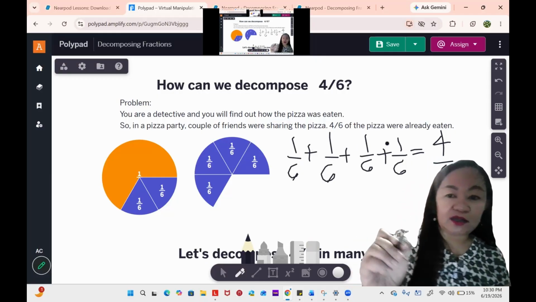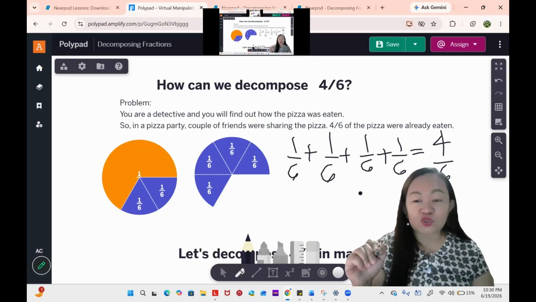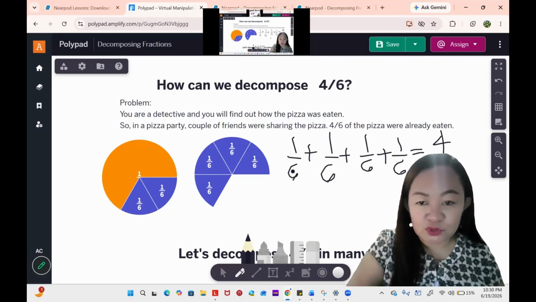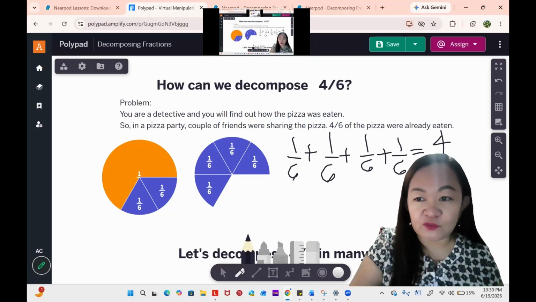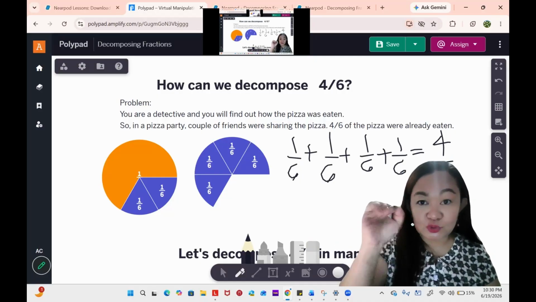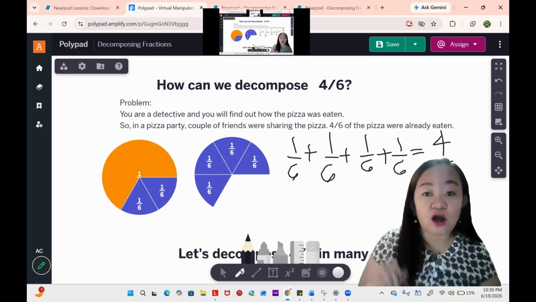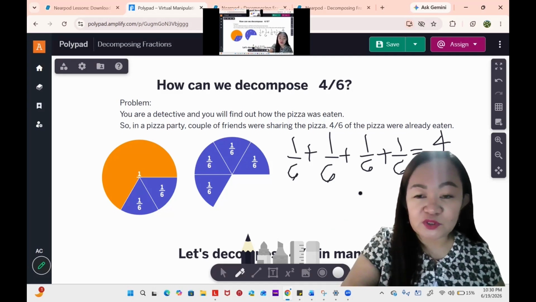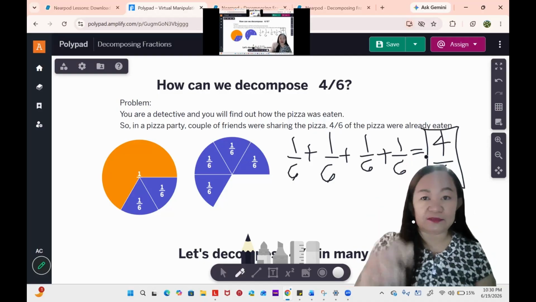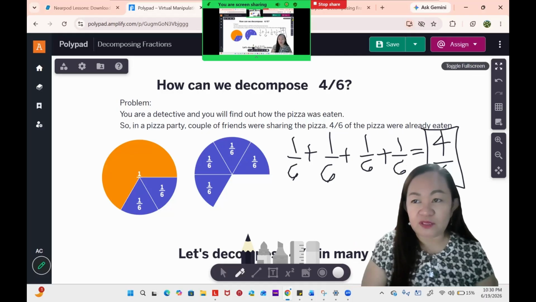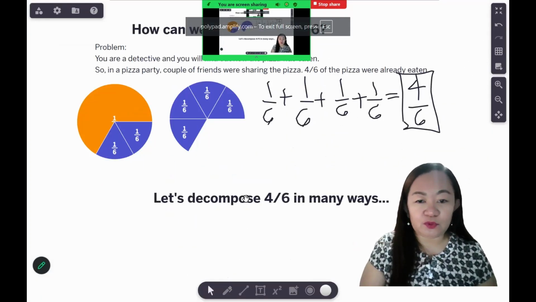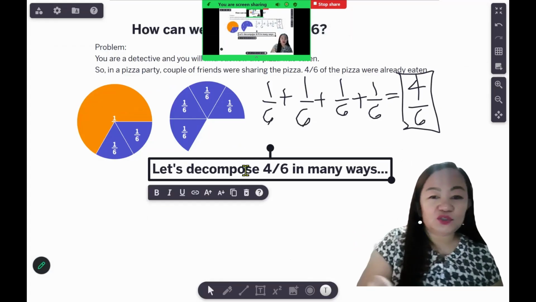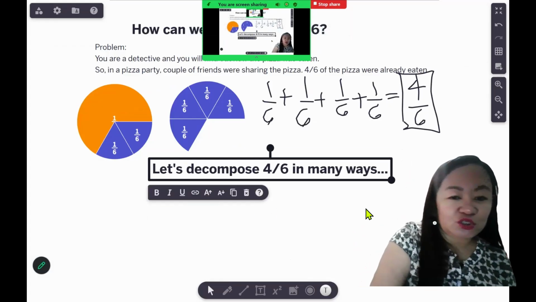And then when we add fractions with the same denominator, are we supposed to add the denominator too? No, of course not. Yes, Student B, very good. We're just going to copy. So 1/6 plus 1/6 plus 1/6 plus 1/6 is equal to 4/6. Okay, but wait a minute. There will be many ways to decompose 4/6. So how are we supposed to do that?